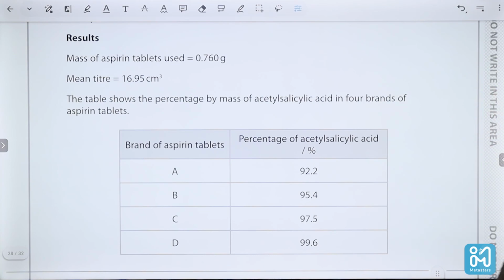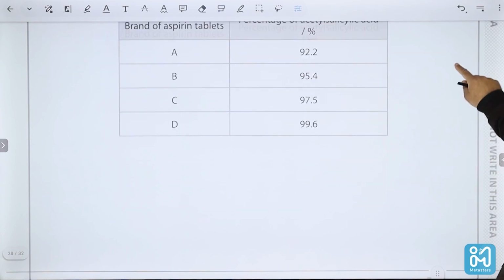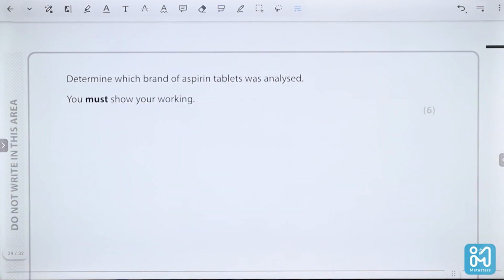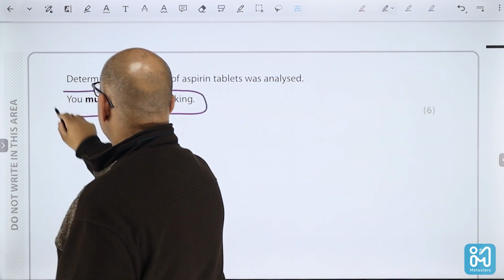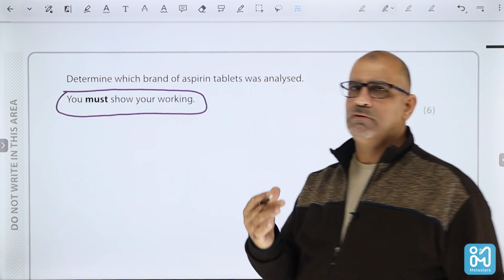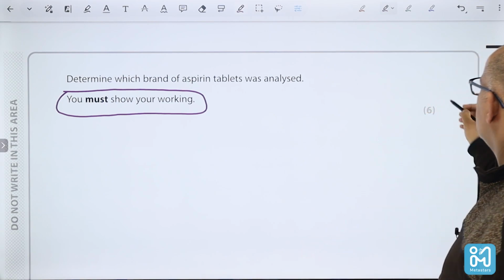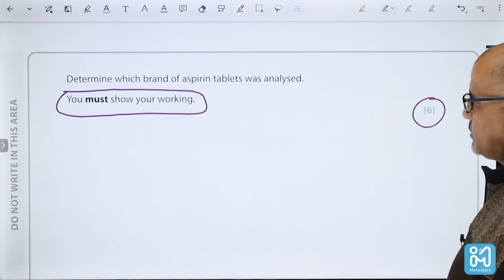The table shows the percentage by mass of acetyl salicylic acid in 4 brands of aspirin tablet. Then the question is, determine which brand of aspirin tablet was analyzed. You must show your working. It's clear that it's a normal titration procedure. It's an acid-base titration, but we have 6 marks, so 6 steps.